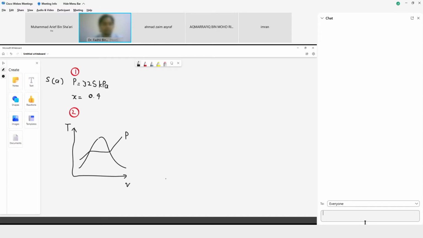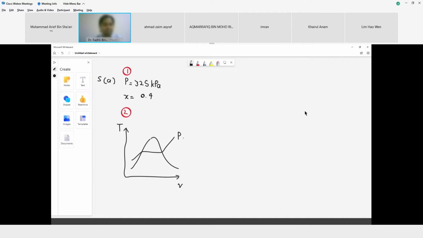Step number 3, transfer all the information given into the diagram. Look at step number 1. We are given 325 kilopascal and X 0.4. So transfer these values to our diagram. Pressure is 325, so just put it right here, 325 kilopascal. What else? X 0.4.